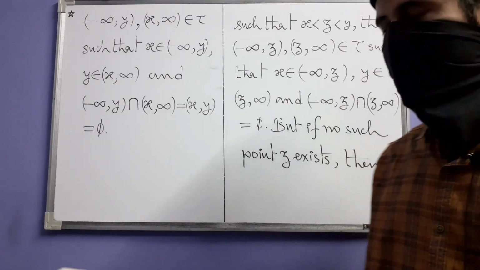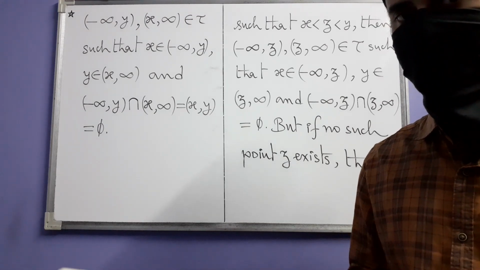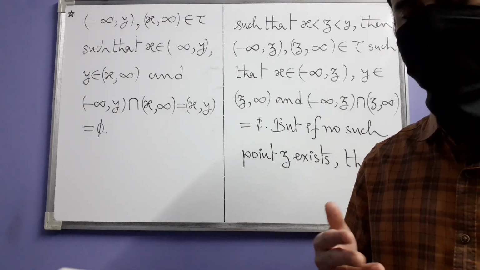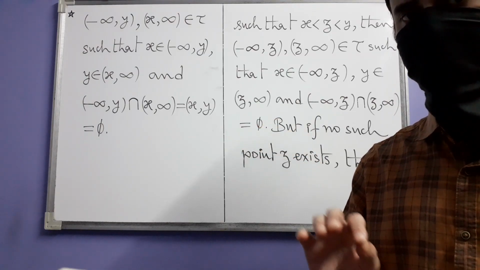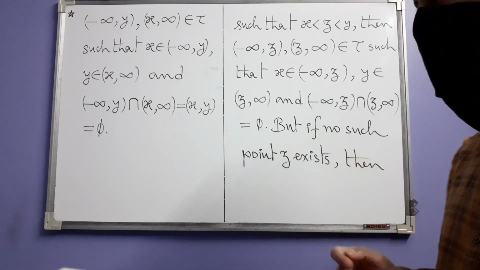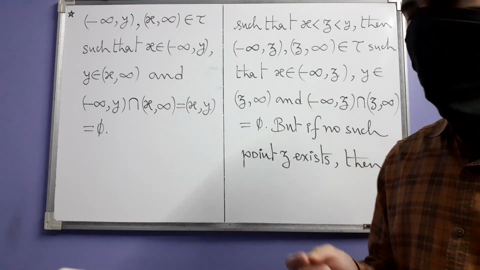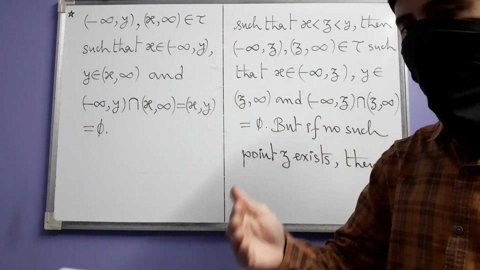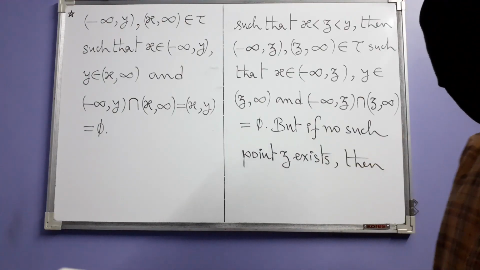But what if there is no such point Z? It's not necessary that our ordered set should be dense like the real numbers. For example, between any two real numbers there is a third one. You already know this fact from analysis. Our ordered set may instead be like the integers. Say if your X is like 1 and Y is 2, then between them there is no integer.